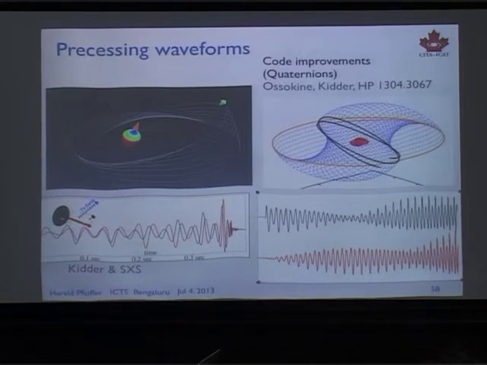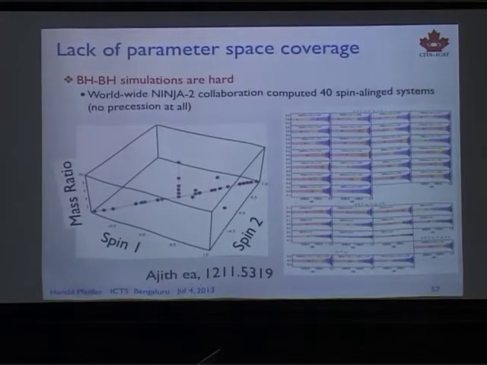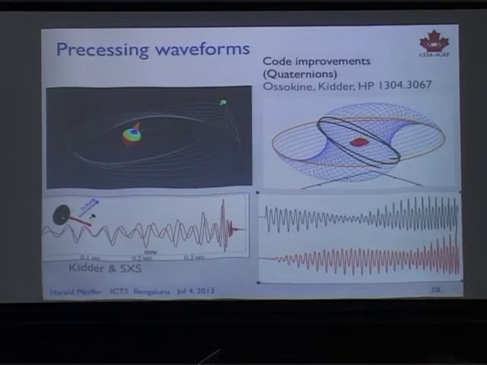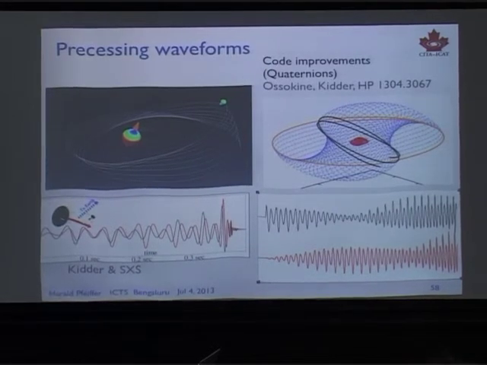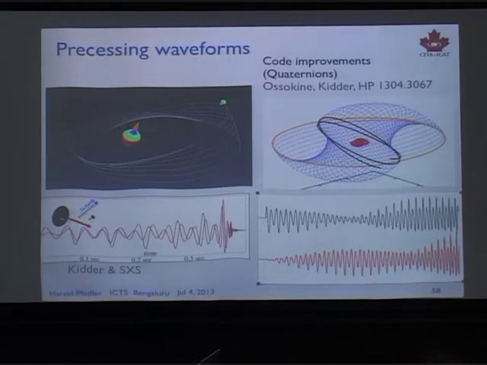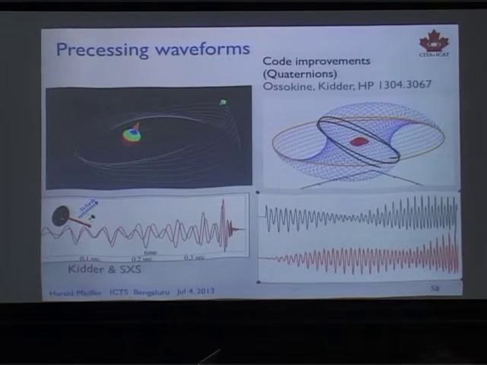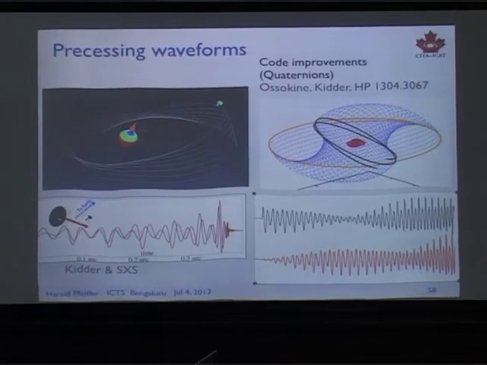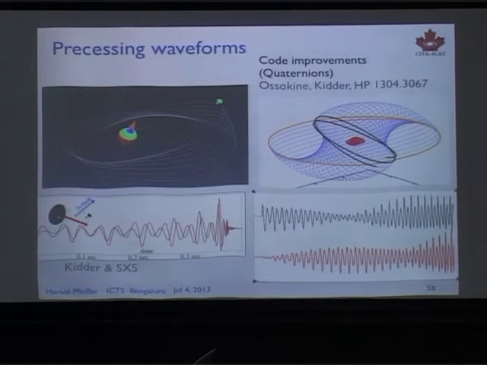Of course, beyond aligned spin systems lies the vast space of precessing waveforms, which you enter by having spin directions which are not parallel to the orbital angular momentum. Once you have non-aligned spins, the spins will precess around, and the orbital plane will precess around.